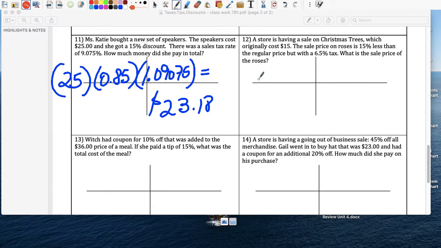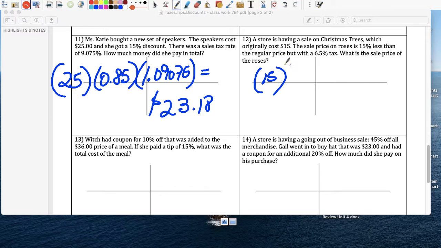Twelve, which is a Christmas tree. It's $15. Sales price. Wait a second. Store is having a sale on Christmas Eve, which originally cost $15. The sale price in roses is 15% less than the regular price. Okay, so there's something wrong with this question. I don't know whether to talk about trees and then talk about roses. So let's just make everything roses.